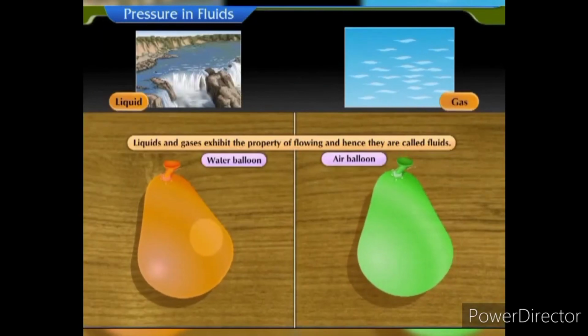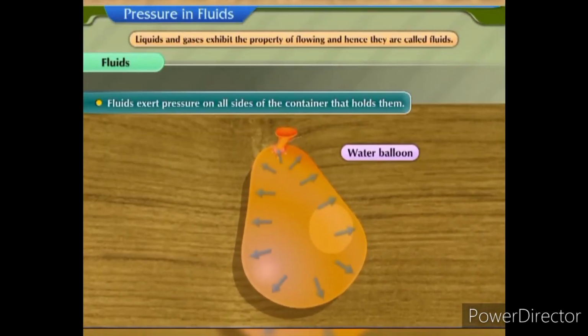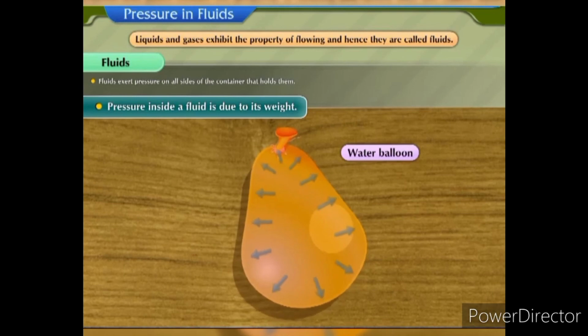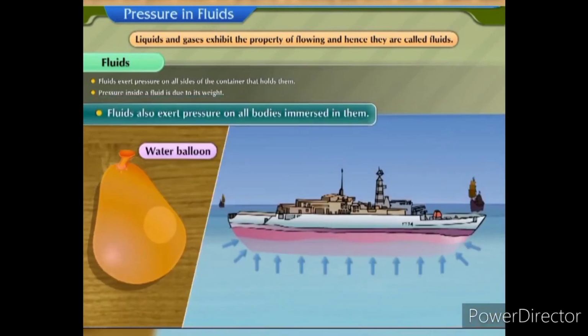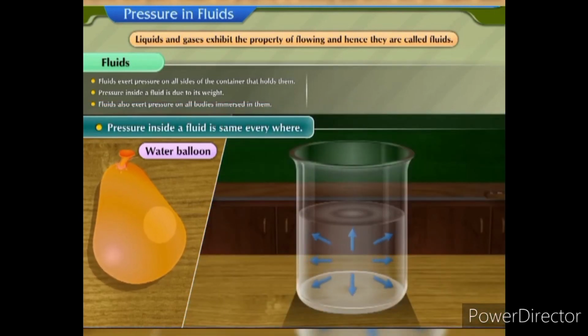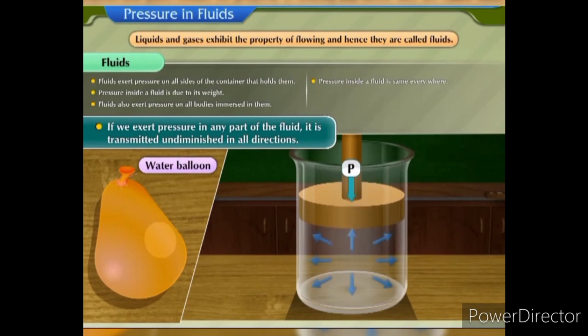Liquids and gases exhibit the property of flowing and hence they are called fluids. Fluids exert pressure on all sides of the container that holds them. Pressure inside a fluid is due to its weight. Fluid also exerts pressure on all bodies immersed in them. Pressure inside a fluid is the same everywhere. If we exert pressure in any part of the fluid, it is transmitted undiminished in all directions.